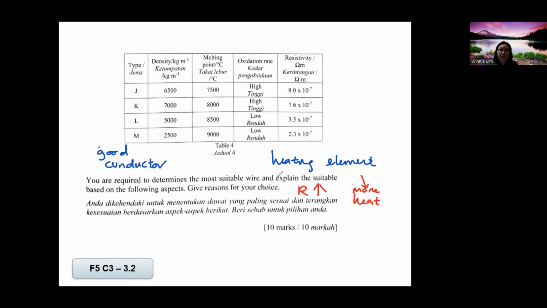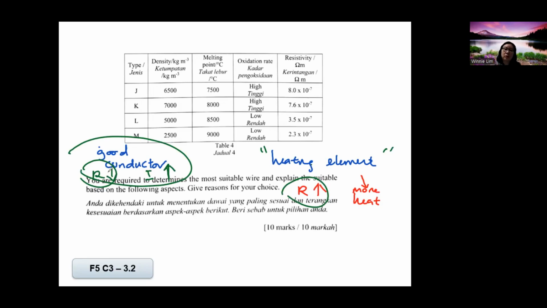It should be high. But if I want the context of a good conductor, then why must it be a good electrical conductor? You want more current to flow, agree? Then you have to have low resistance. So these 2 ideas are opposite. Okay, so bear in mind, if it is a heating element, we want high resistance. Because a lot of times students always focus on this only. Resistance and current are inversely proportional. We want more current, more current.